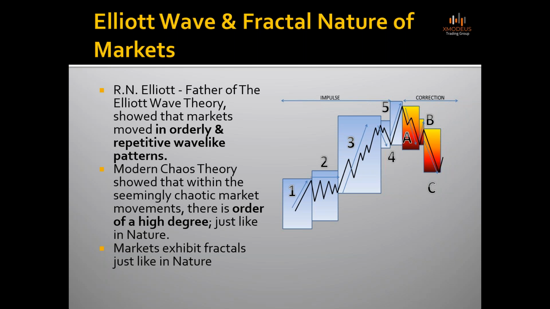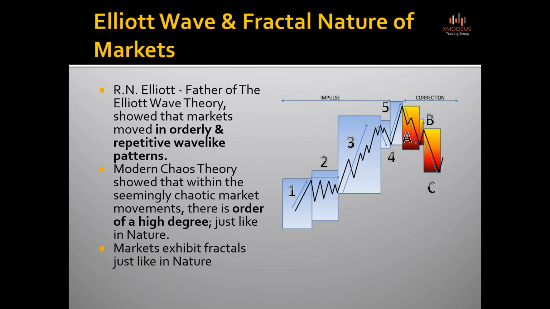Okay, and a lot of the practitioners of modern chaos theory basically tried to apply it to the markets. What modern chaos theory showed is that in seemingly chaotic market movements, a lot of people look at the market and say, wow, the prices are so wild and chaotic. But actually, according to this branch of mathematics, in this very dynamic, chaotic market, there's actually order of a very high degree, just like in nature.